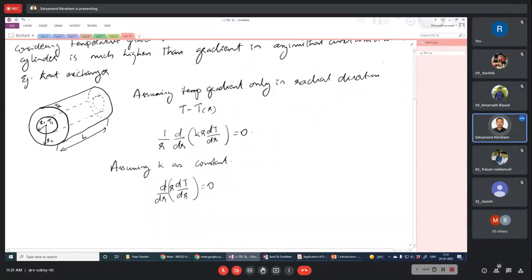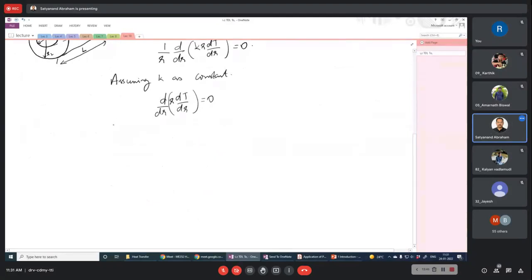Can anyone integrate it for me? Okay. So integrate once. What are we getting if we are integrating once? r dT/dr equal to C1. Okay, we can also write it as dT/dr = C1/r. C1 by r. Yes, C1 by r.